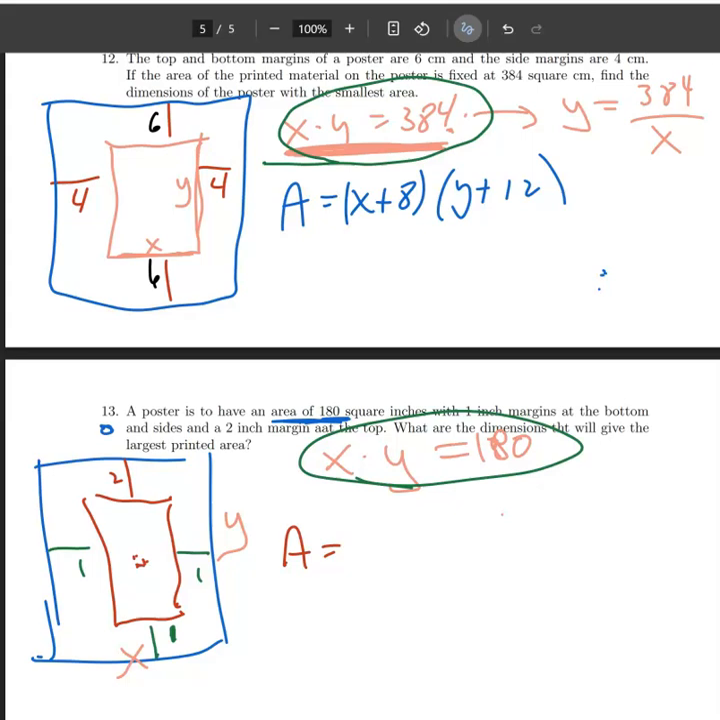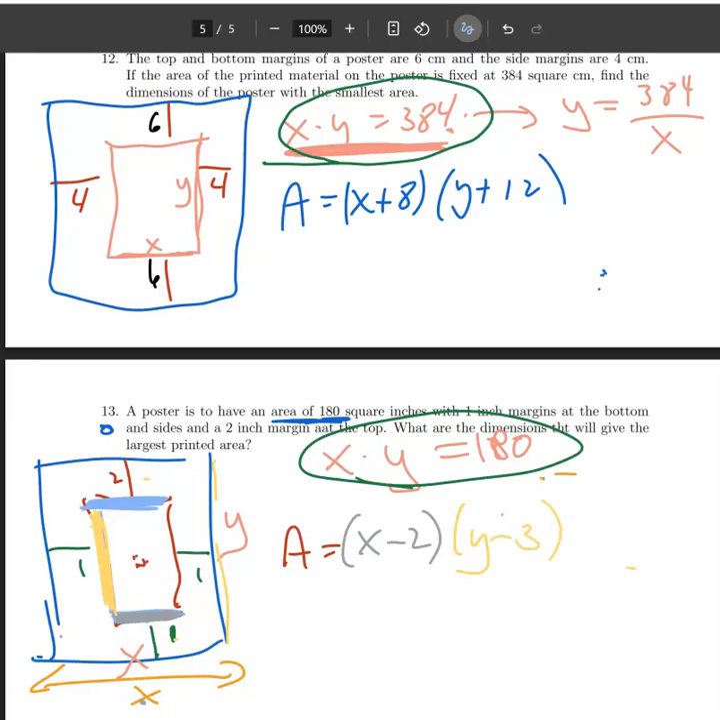So now to set up the area equation, I want to find the area of this inside thing, right? So the area here, so this and this. So how much will this be? Well, I know that all of this is x, right? That's what I labeled it as. So this area here, let me get a different color actually. This length right here would be x subtract 2. And then I want to find this length right here. So this would be the whole length of y subtract 3.